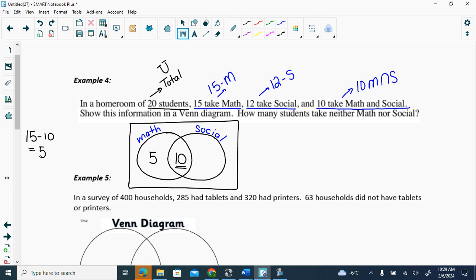Yep. Are you going to be marking if we do like 15 minus 10? I'll be looking for the right answer.